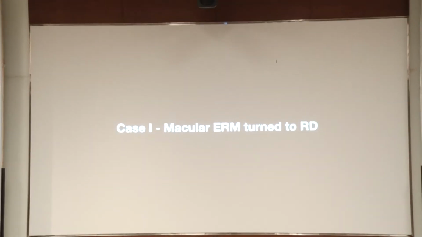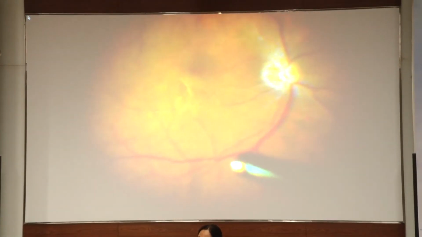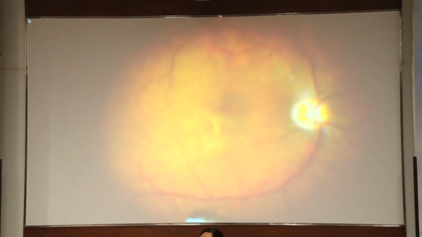So these are some unique cases that may happen. How are you going to manage these cases? First, in a case of simple macular ERM, we can turn to retinal detachment. Like in this case of macular ERM, it is quite well visualized.